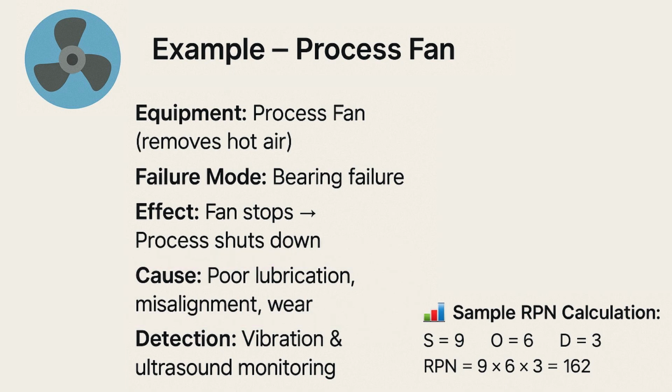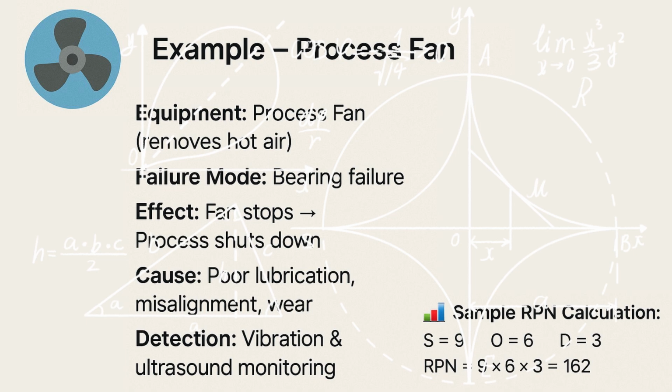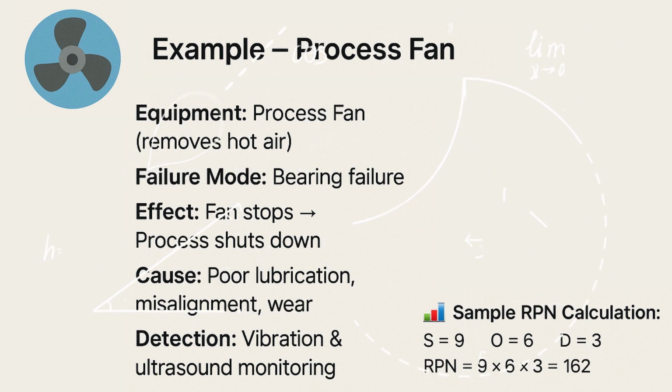So what ratings do we give? Let's assume that for severity we give 9, occurrence we give 6, and detection we give 3 out of 10. If you multiply these, 9 multiplied by 6 multiplied by 3, the answer will be 162. So that is a high risk issue.